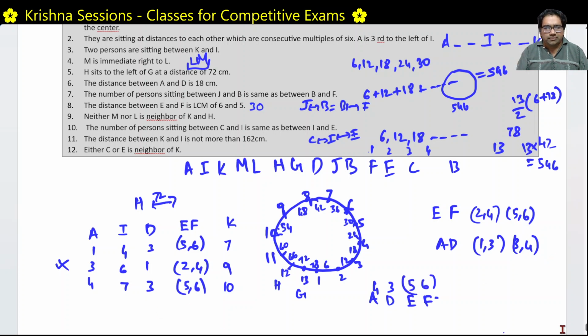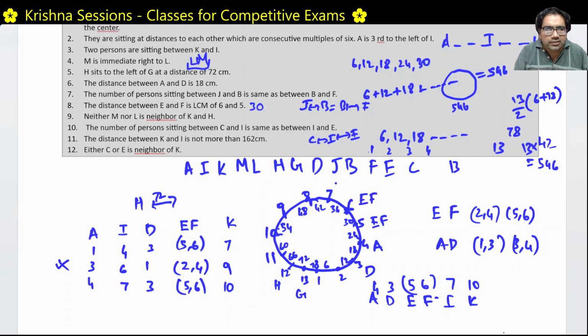I will sit at 7. And K will sit at 10. Let's try this combination. A is at 4. This is A. This is D. EF.